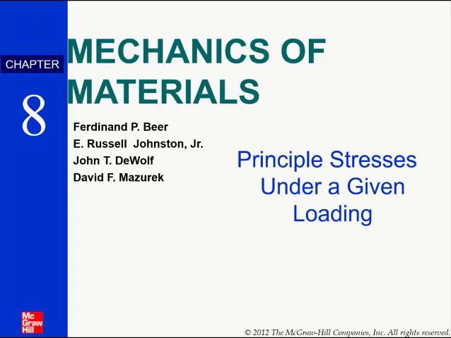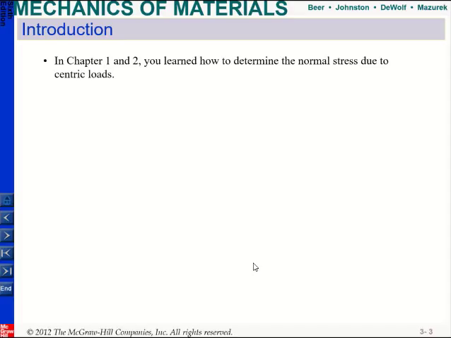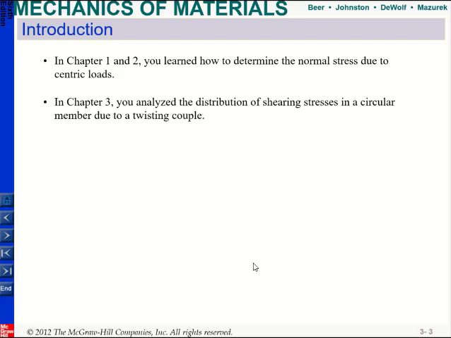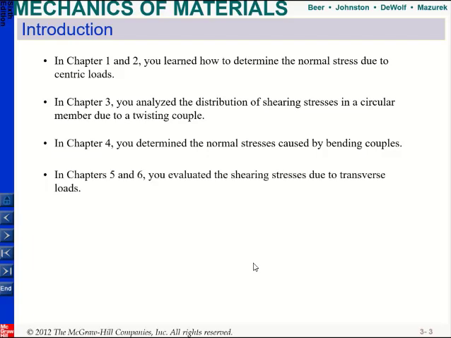Today we will cover chapter 8 and its principal stresses under a given loading. Just to summarize what we did so far: in chapters 1 and 2 we learned how to determine normal stresses due to loads, and in chapter 3 we analyzed circular members under torsion and found our shearing stresses. In chapter 4 we found the stresses due to bending.